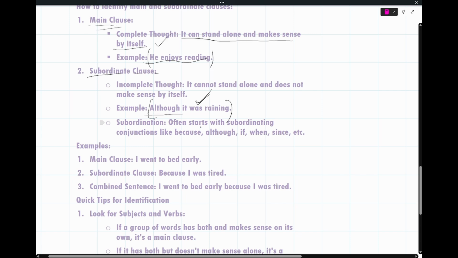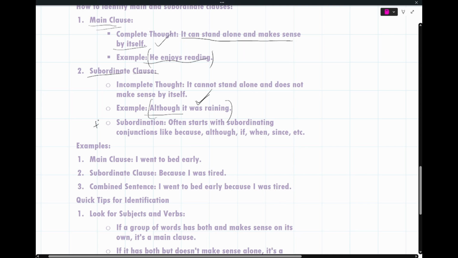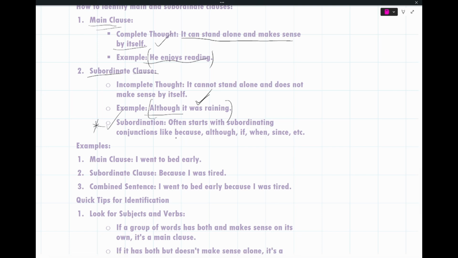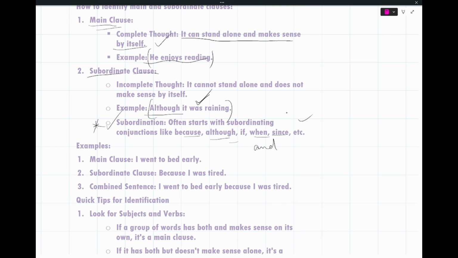Now what is the subordination? It often starts with subordinating conjunctions. Now this is a very important point for you, and this is the point you will keep in mind while you are figuring out these kinds of questions in the exam. You will often find that subordinate clauses start with conjunctions like because, although, if, when, since, and so many such conjunctions you will see before the subordinate clause starts. So they will be at the beginning of the clause, right? So this is how you will identify them.